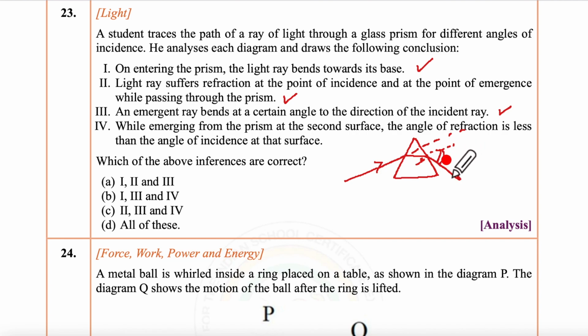The angle of refraction will be greater than this angle because the ray of light is going from glass into air. That means denser to rarer. It will turn away from the normal. So your angle of refraction is greater than angle of incidence. They are saying it is less. So this is not true. So which is the correct option? 1, 2, 3 are true. Which of the following inferences are correct? 1, 2, 3 is correct. So the correct option is A.